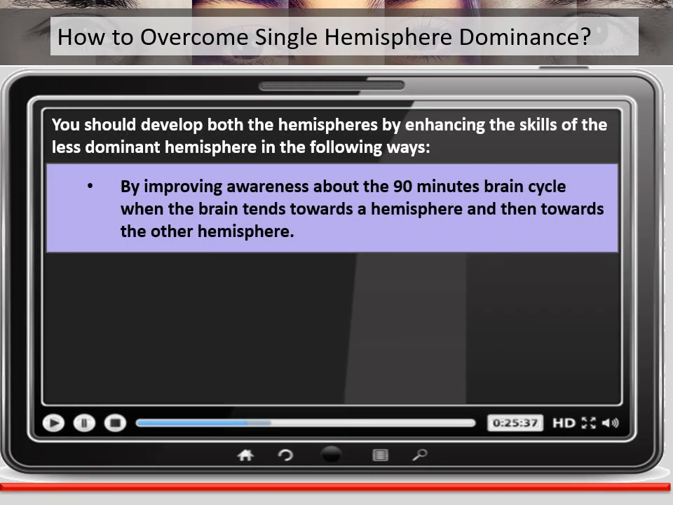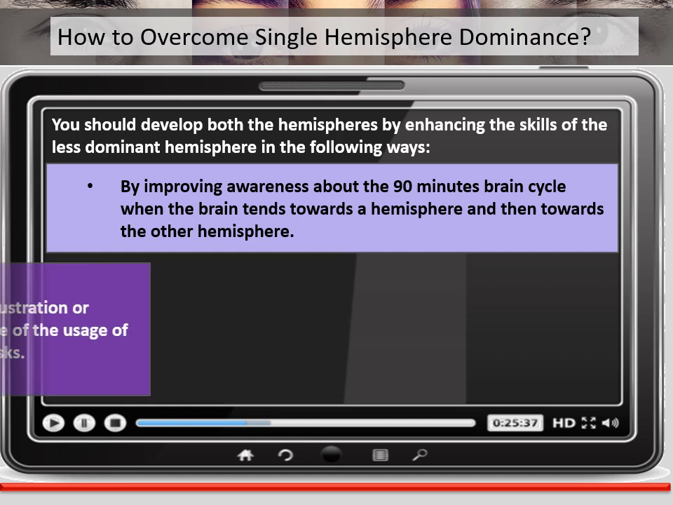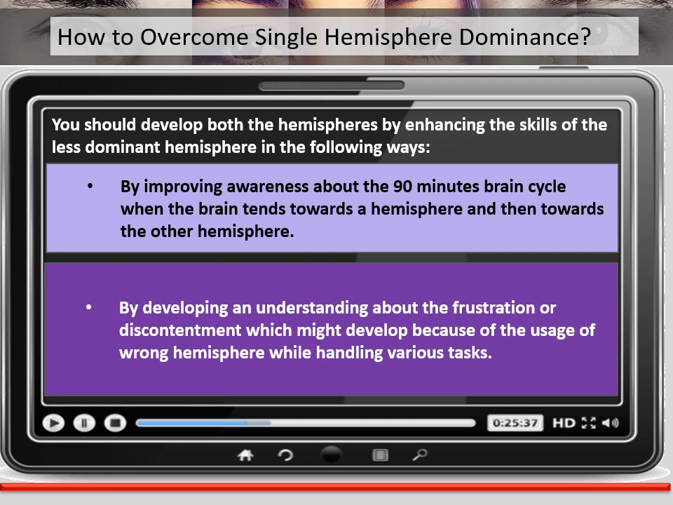Improving awareness about the 90 minutes brain cycle when the brain tends towards a hemisphere and then towards the other hemisphere. Developing an understanding about the frustration or discontentment which might develop because of the usage of the wrong hemisphere while handling various tasks.